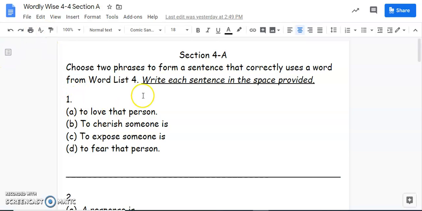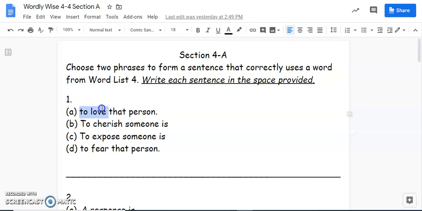So for example, let's look at number 1 for one of the lessons, word list 4. Here are your choices: to love that person, to cherish someone is, to expose someone, to fear that person. Now, when you do this, focus in on the vocabulary words. Here is cherish, that's a vocabulary word. And here is expose, that's a vocabulary word. You focus on those two and decide which one the others are about. So I'll focus on cherish first.